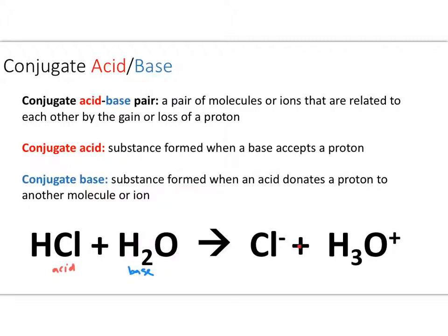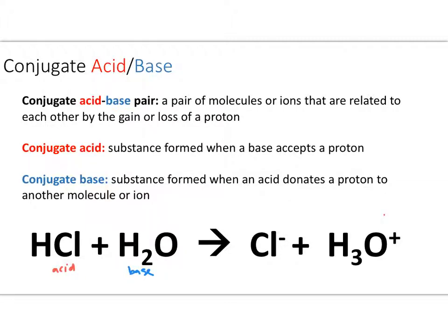And these are molecules or ions that are related to each other based on the gain or loss of protons from that acid-base transfer. So your conjugate acid is going to be the substance that's formed when a base accepts a proton. And your conjugate base is going to be the substance formed when an acid donates a proton to another molecule. So let's analyze these products over here and decide which one is going to be our conjugate acid and which one is going to be our conjugate base.